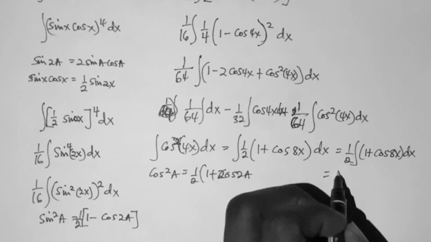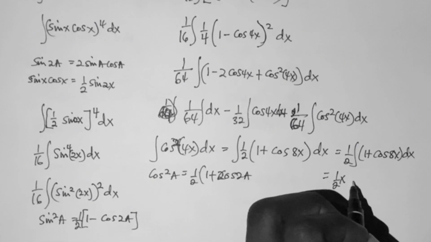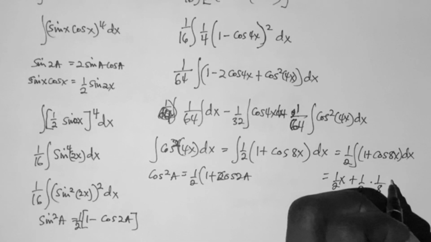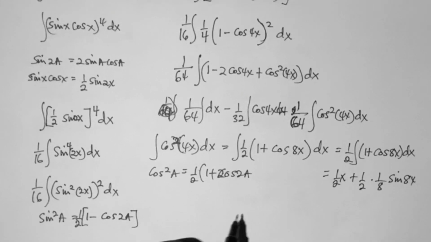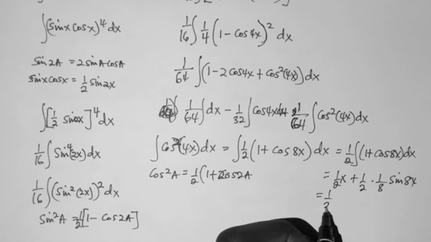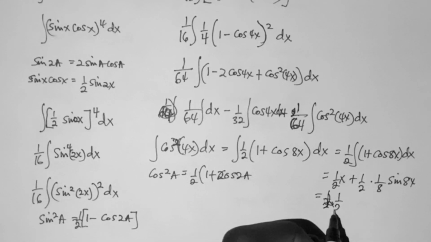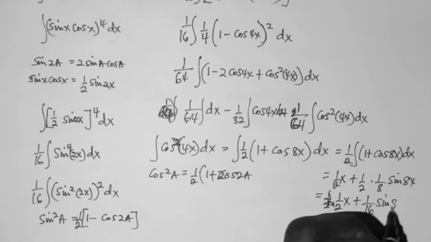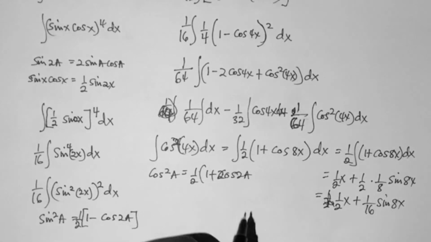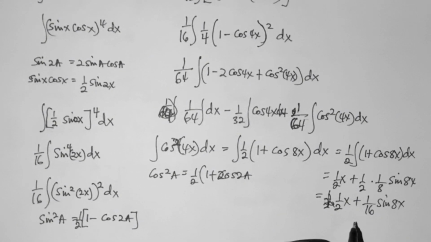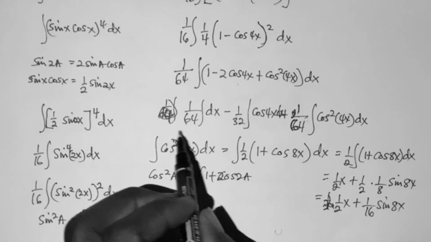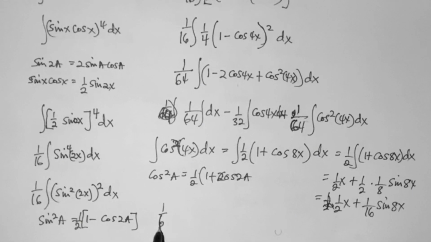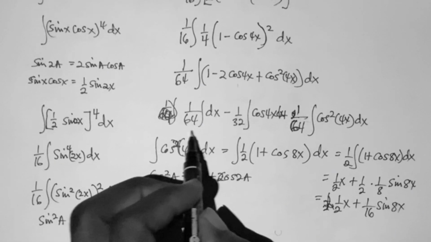And if you integrate this, you get half x, then plus half of 1 over 8 sine 8x. So this will give us half x, then plus 1 over 16 sine 8x. So we are done with this part. All of this will be times 1 over 64. So all of the integral becomes, if you integrate dx, you get 1 over 64 x. That is from here.